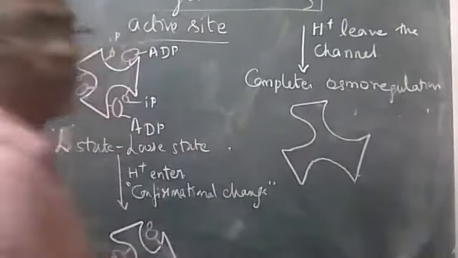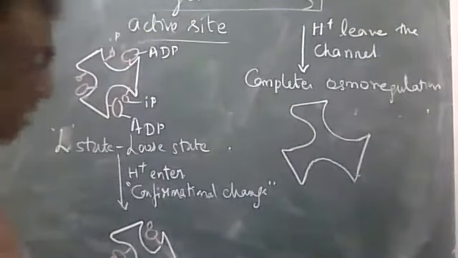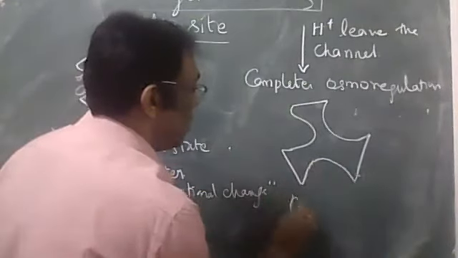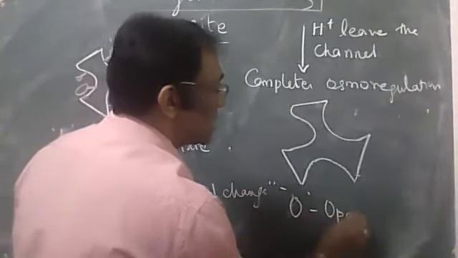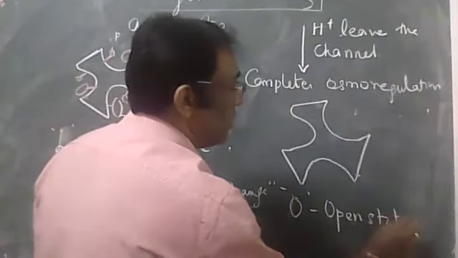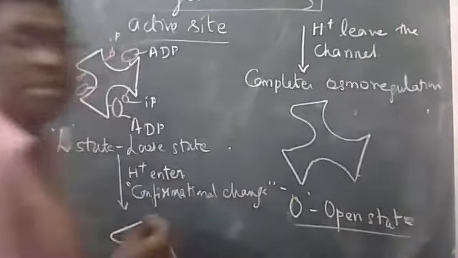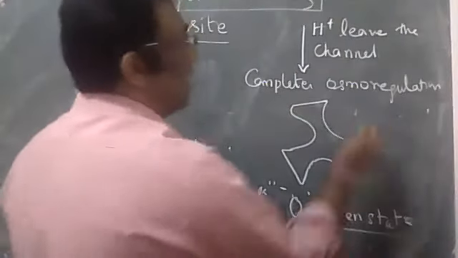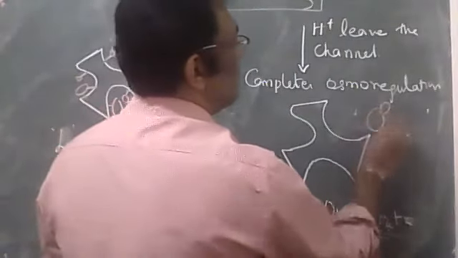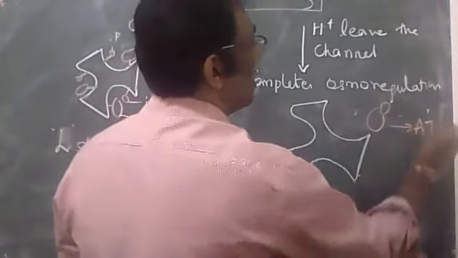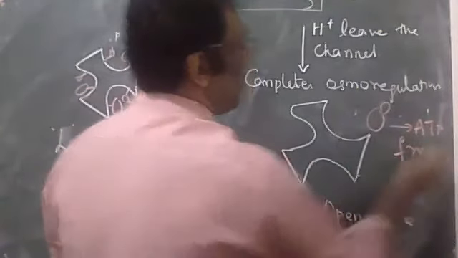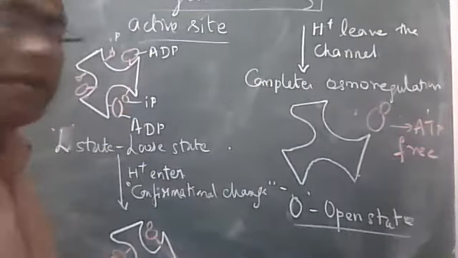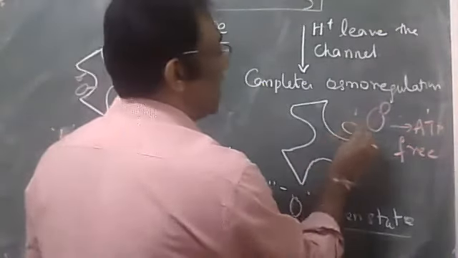Again, it has bigger active sites. This is called the O state. Sorry, O means open state. What is the meaning of open state? As protons leave the channel, ATP is released freely. ATP is released freely. New ADP will come and bind. These are new ADPs.